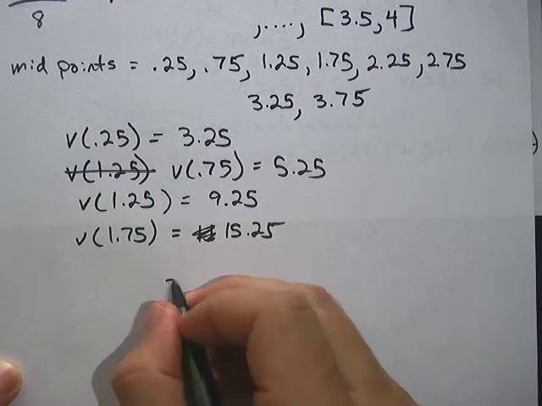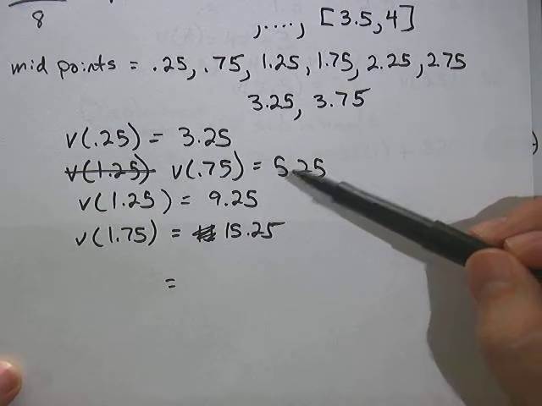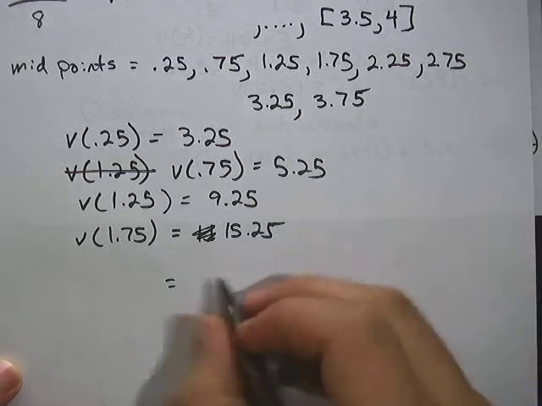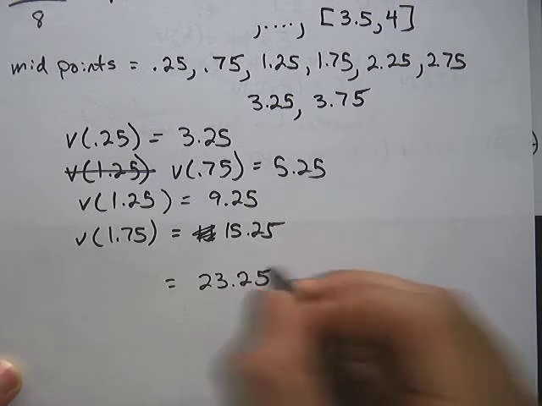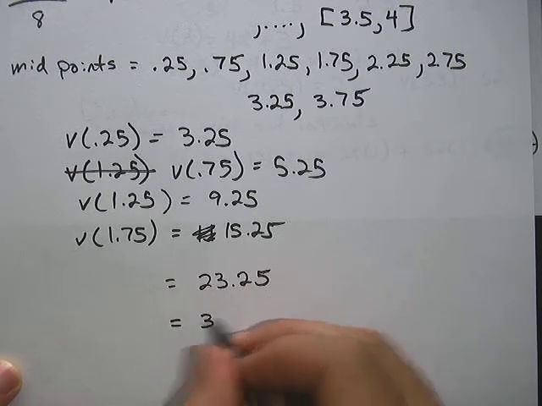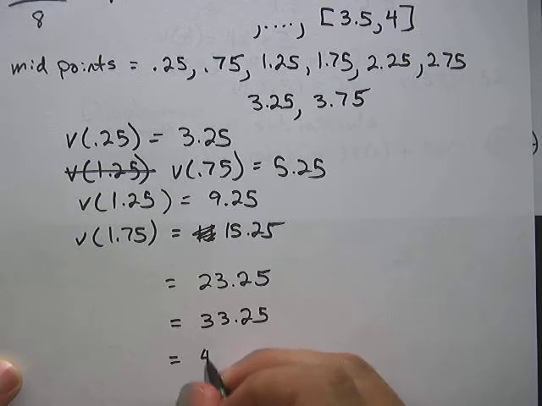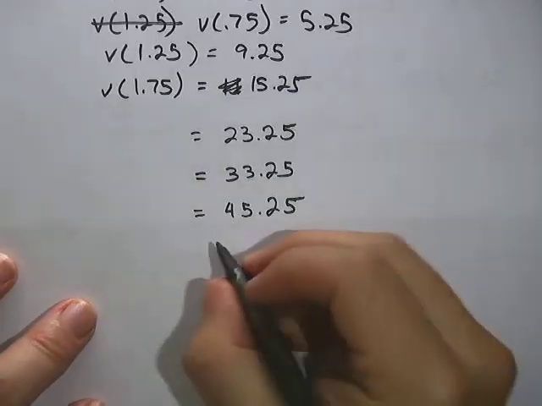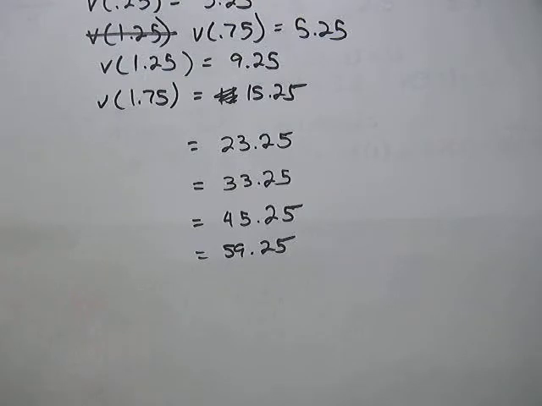And you might see a pattern here. Look, this one increases by 2. This one increases by 4. This one increases by 6. So the next one would increase by 8, according to the pattern. So 23.25, and that is correct. That's what the calculator says. The next one would increase by 10, so 33.25. And then by 12, so 45.25. And then by 14, so 59.25. Okay, so those are our values.